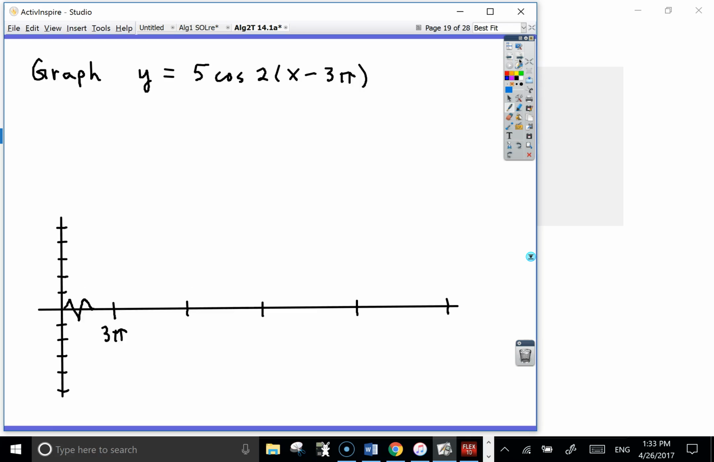Graph. Okay, now we get a horizontal shift. So we could tell by this 5 right there that the amplitude is 5. We could tell by this 2 right here that the period is 2 pi over 2.